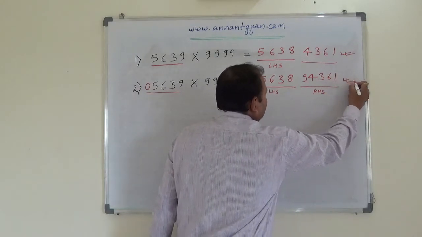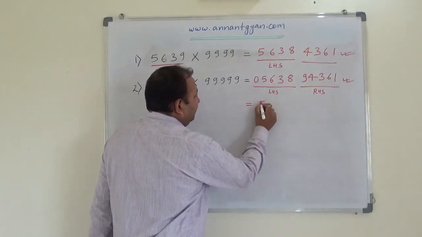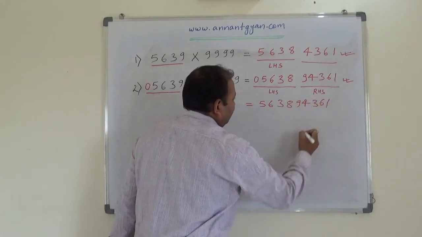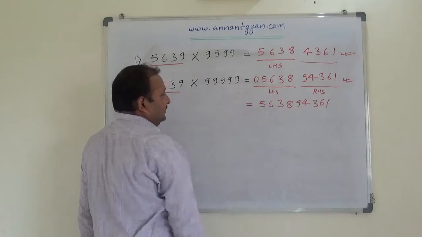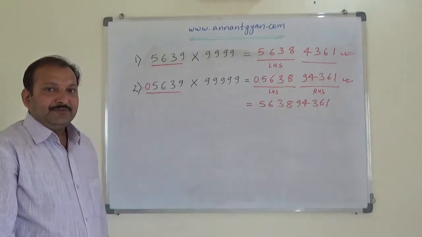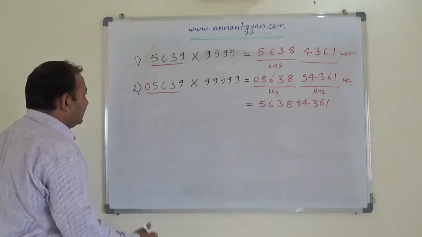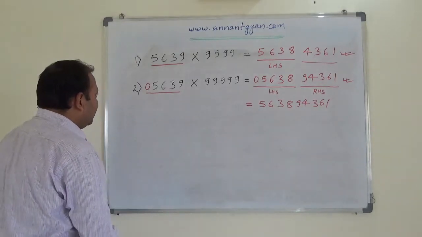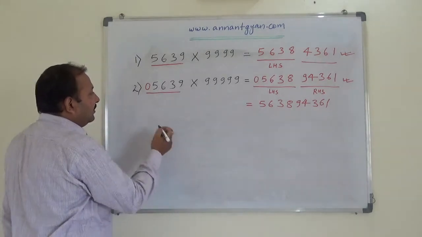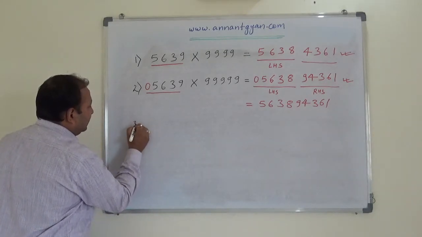So, this is the answer. Finally, we shall write here 5, 6, 3, 8, 9, 4, 3, 6, 1. There is no need of this 0. So, it is very easy to multiply any number with a series of 9. The last one is, if the number of nines is less than the number of digits of the second number. So this is the second case.